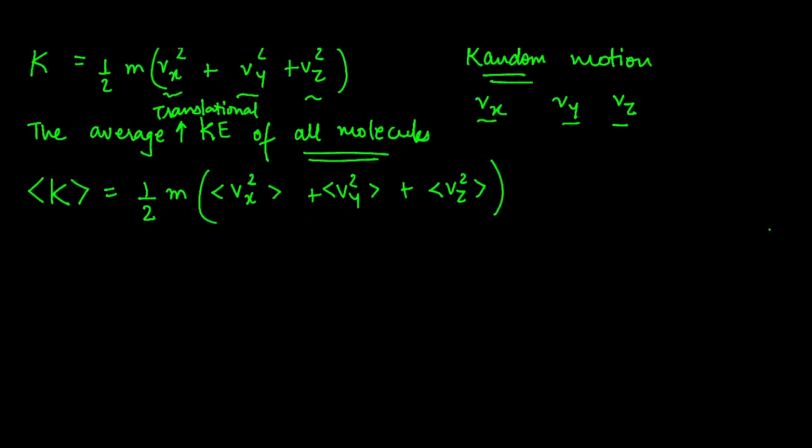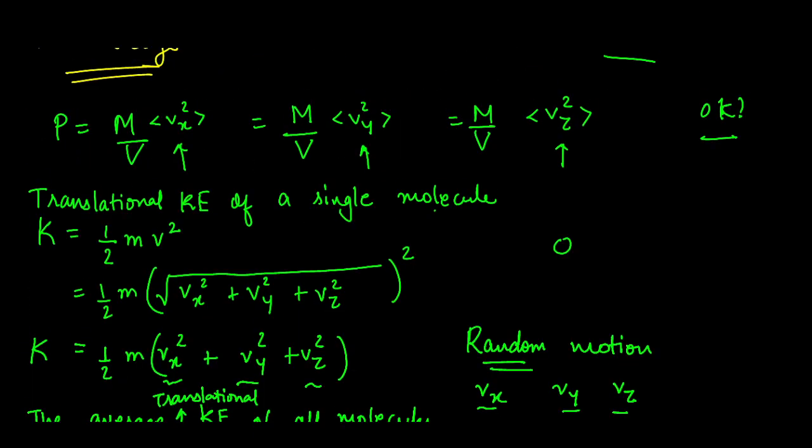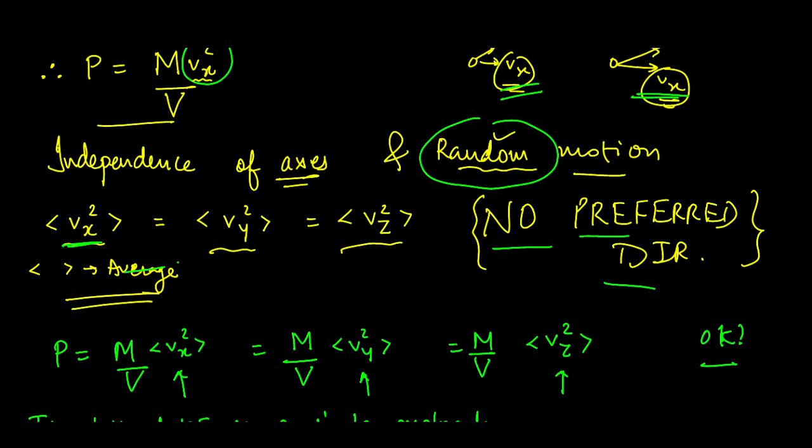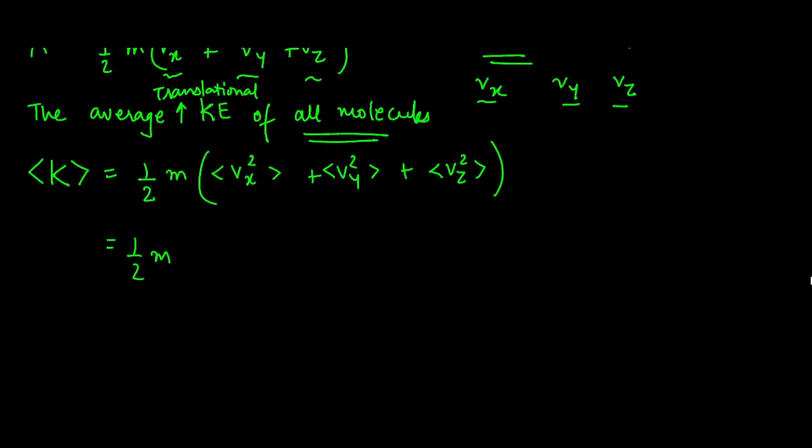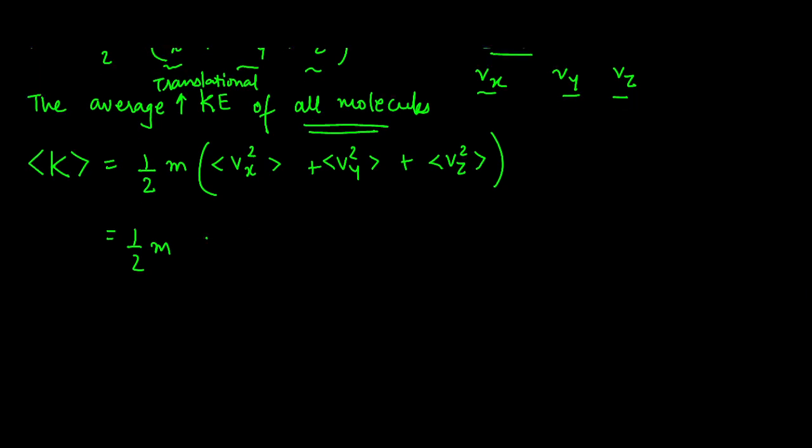Now if we go over to the next step, 1 by 2 m. If you remember earlier, I told you that all the three are actually same, right? All these three are actually equal. That's what we did in the morning. That was the last thing we did here, right? I hope now you remember that. Okay, so that's why I can simply write this as 3 times average of Vx square. Because these three things, they are same, right? Okay, so this is what we have got.